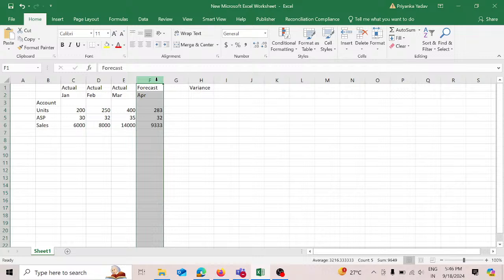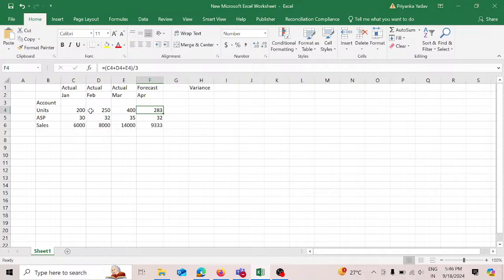So on this basis of calculating the forecast, we are getting this forecast. How are we forecasting the sales for the month of April? This is the moving average method, where we calculate the average of the last few months' sales to predict the next month's sale.